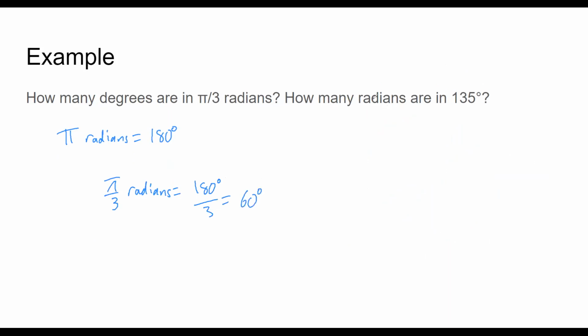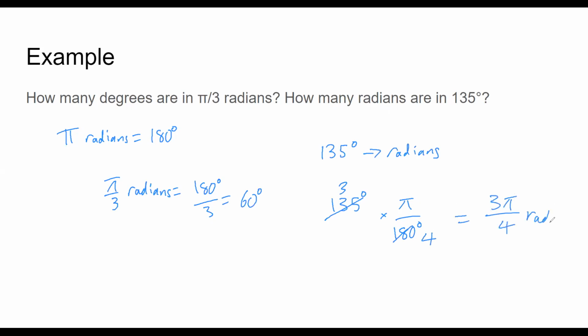And let's say we're trying to convert 135 degrees to radians. Well, we can just multiply by the conversion factor: 135 degrees times pi radians per 180 degrees. If you divide this by 45, you get 3. Divide this by 45, you get 4. So it's equal to 3 pi over 4 radians. Those are basically the conversions between radians and degrees.